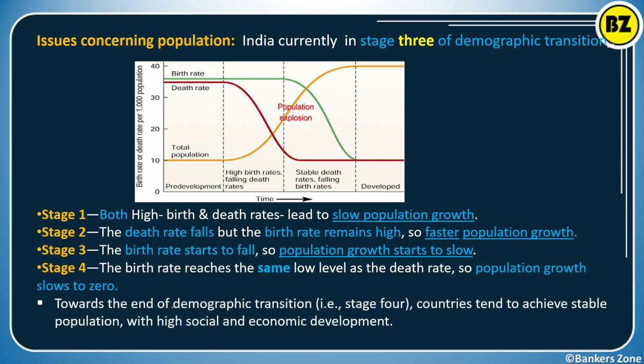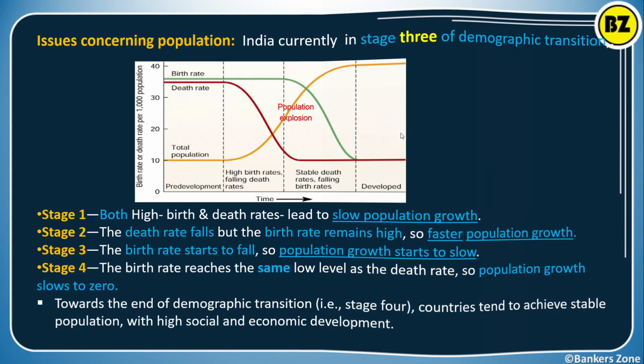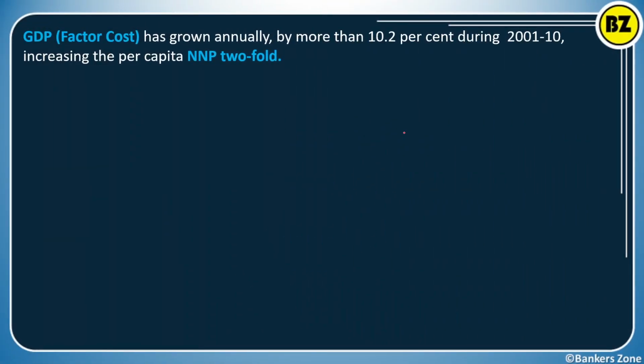Now toward the end of a demographic transition, that is stage 4, countries tend to achieve a stable population with high social and economic development. So in the fourth stage, a country will achieve the highest social as well as economic development. Okay, now this is all about the transition.